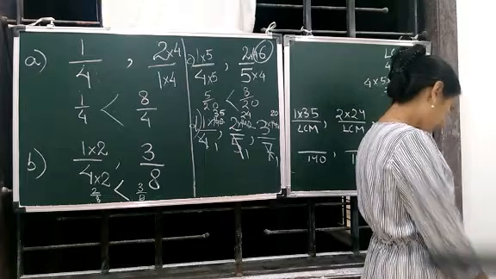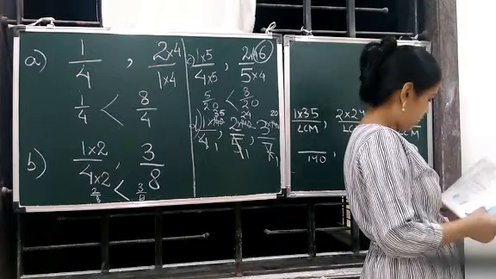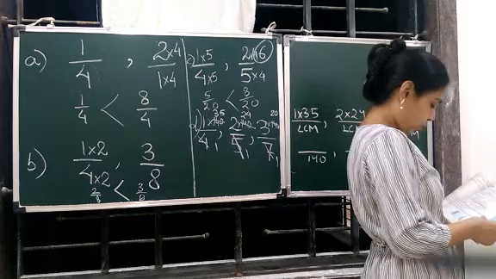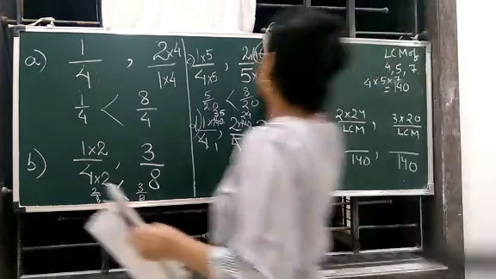Now there is a Try These, children. Try These is given on page 148 and page 149. So we are going to do that now.